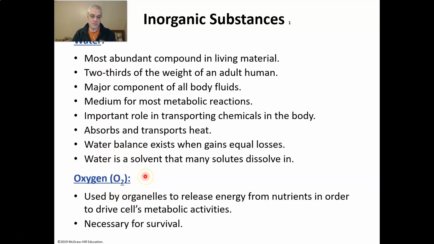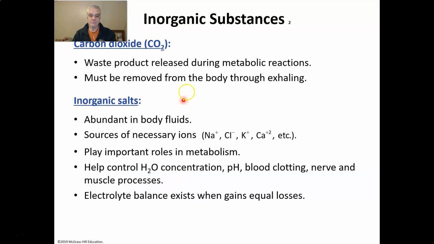Oxygen. Of course you need oxygen. You know that. You got to breathe. That's why you breathe. Organelles use it, mitochondria in particular, but we'll get to that. It's necessary for survival of aerobic creatures. Multicellular creatures require oxygen on this planet. We don't know about other planets. Here, because that's what you're studying, right? You're studying stuff on this planet about humans on this planet. Gotta have oxygen. Carbon dioxide is a waste product that's produced in an aerobic environment. Aerobic production of energy results in the waste product called carbon dioxide. You must get rid of it.